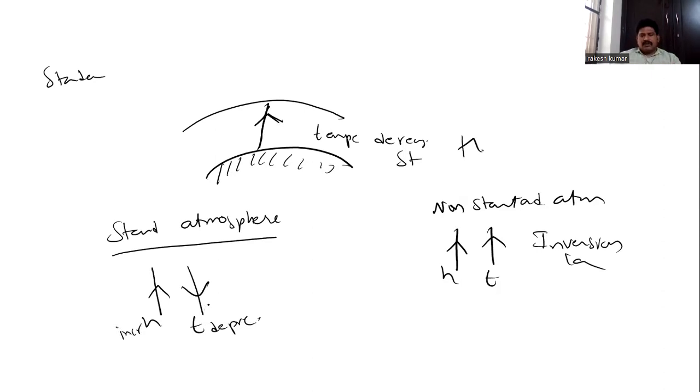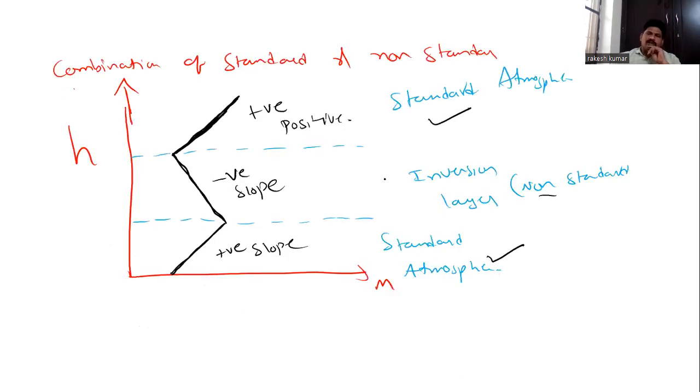Okay, so the inversion layer. In this graph, the inversion layer is sandwiched between two standard atmospheres. Here we can consider the density. Here the density is less, and in this inversion region the density is more, we call it the cool region.